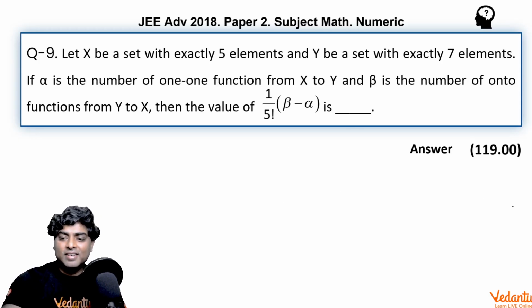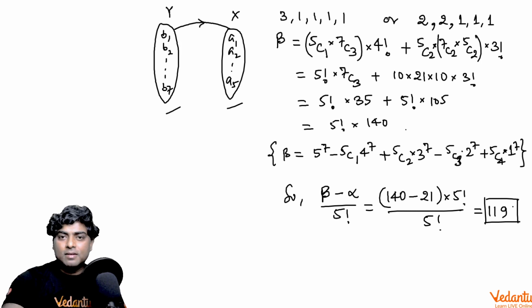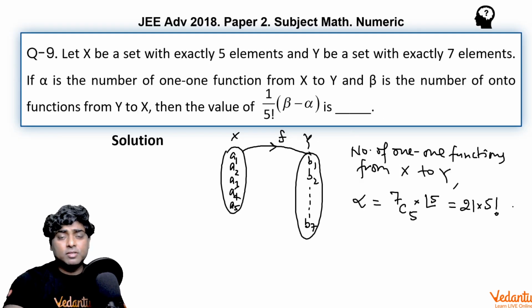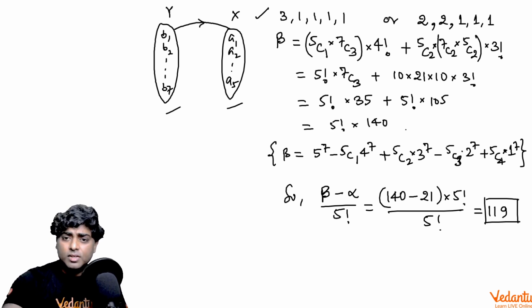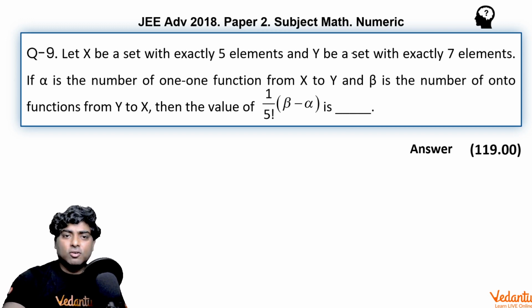So right, I hope you understood this, the value of alpha, the one-one function from X to Y, and the value of beta, the onto function from Y to X, right? Here you can use the formula of division and distribution also to get the value of beta. That is also okay. I hope you understood it, right?